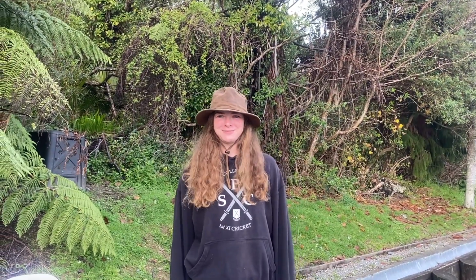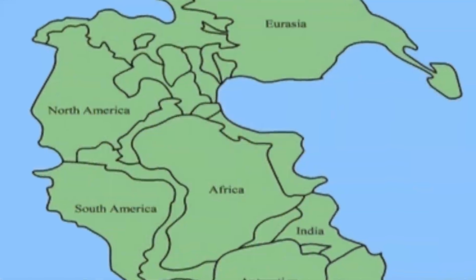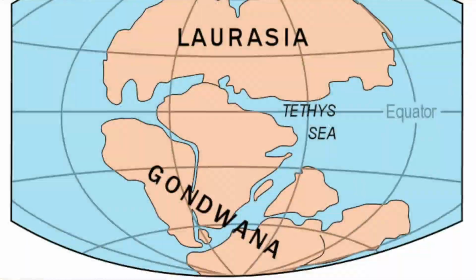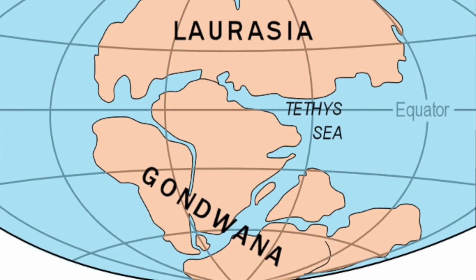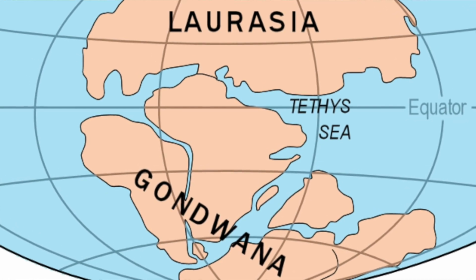fauna in New Zealand. It all started a long time ago, when all the land masses were joined together in the supercontinent called Pangaea, which was formed around 300 million years ago and consisted of all the continents that we know today. However, around 250 million years ago, the supercontinent began to break away, splitting into the northern supercontinent called Laurasia, splitting into what we know today as Europe, Asia and North America.